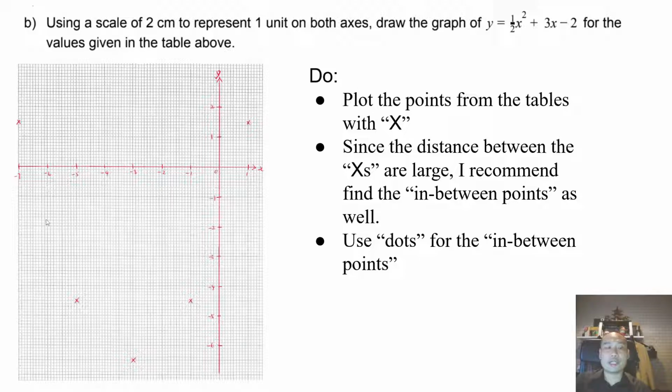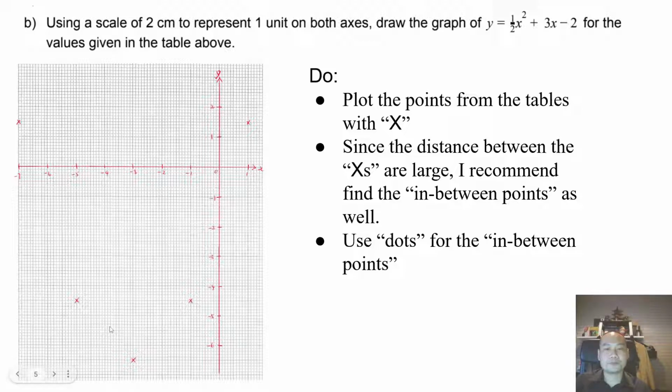Once I get that value, I can plot another point, right? But of course, when you plot the other point, you may not want to use x, because you don't want it to be confused with the so-called official points that are given by the question. So you can actually just use a dot. That will help, right? So this is what we call the in-between points. In-between points that are not given by the question, you can actually add them in.